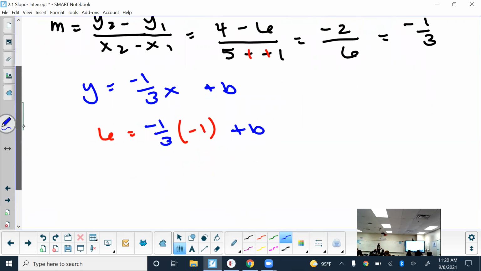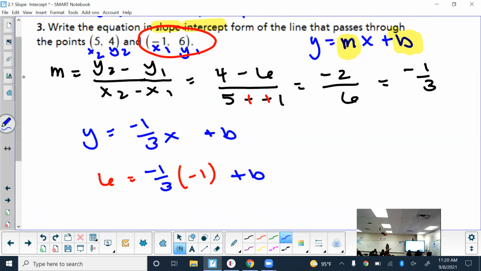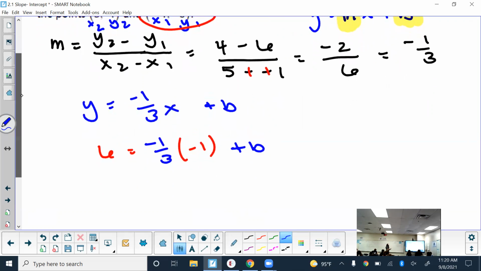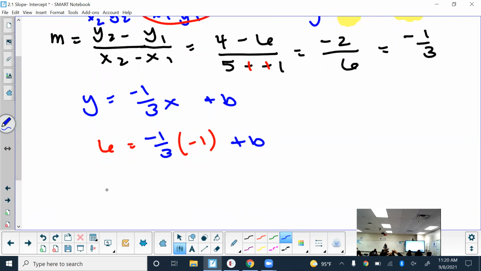People love to forget how to do that part, so just don't forget it. So start simplifying. What is negative 1/3 times negative one? 1/3, good. And then how can I get the b by itself? You subtract it, good. Subtract 1/3 on each side. What is 6 minus 1/3? You probably use your calculator for that.